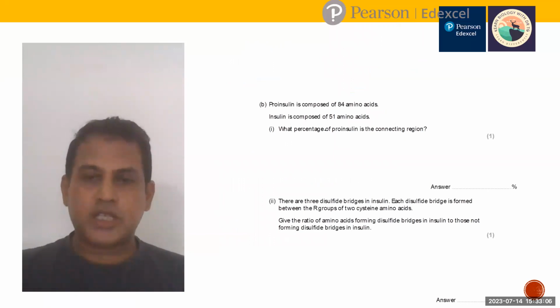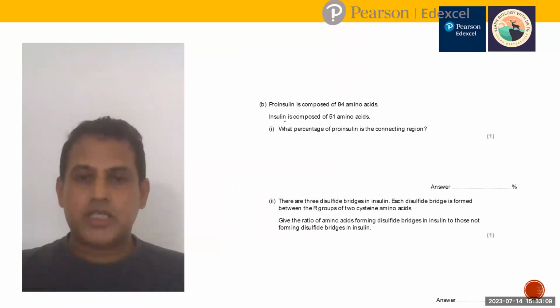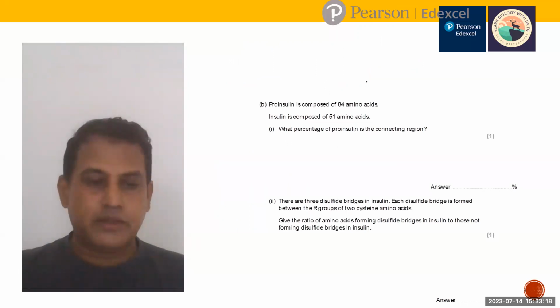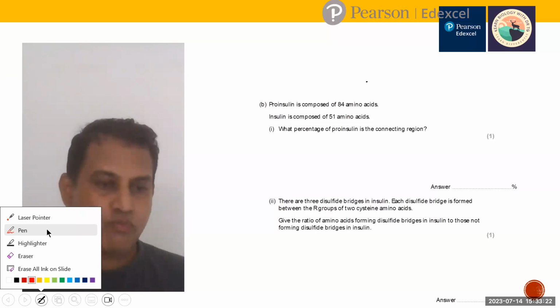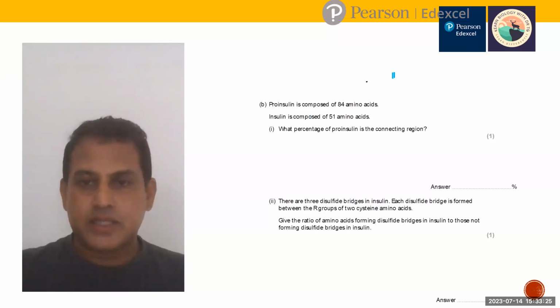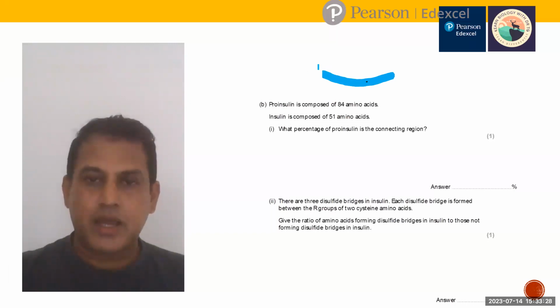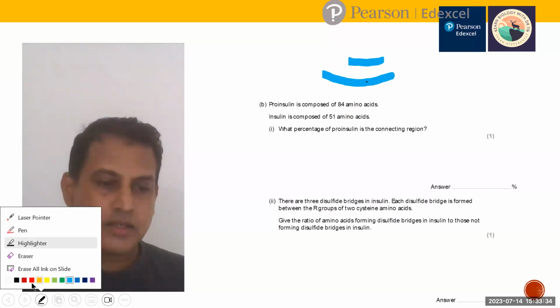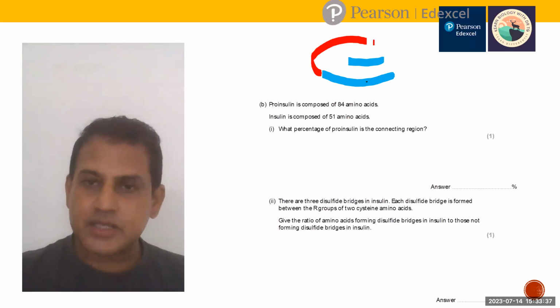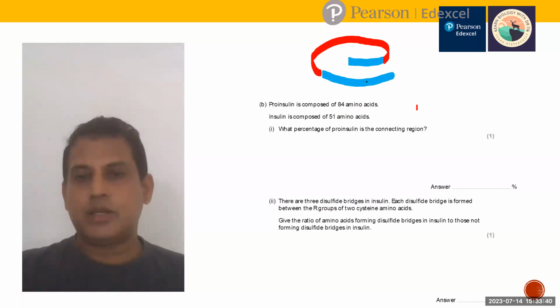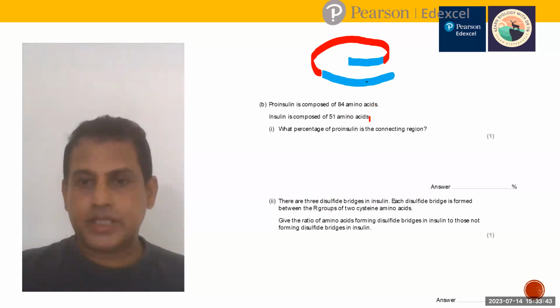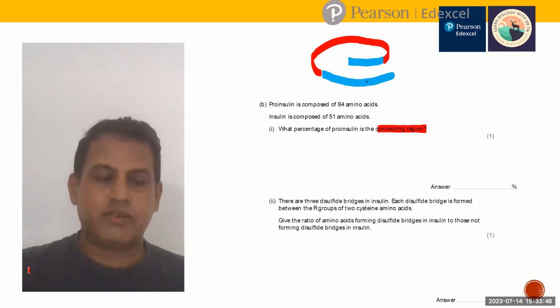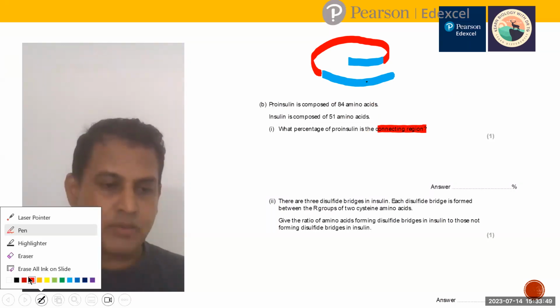Next question: proinsulin is composed of 84 amino acids. Insulin is composed of 51 amino acids. What percentage of proinsulin is the connecting region? So here, this is the insulin, and it is coiled like this, and take a different color. Okay, it goes like this. The red color one is the connecting region. So how many amino acids does the red color one have?